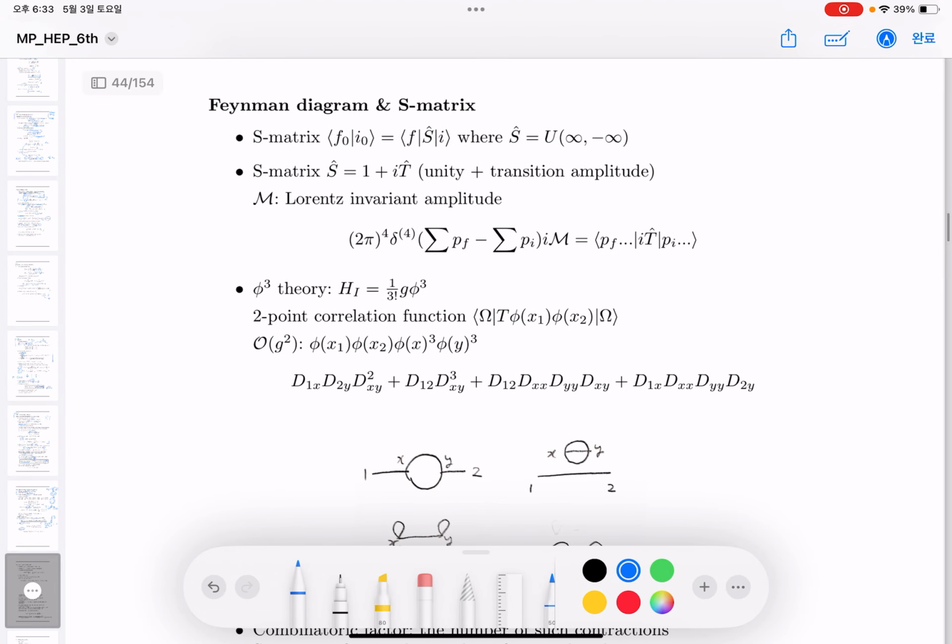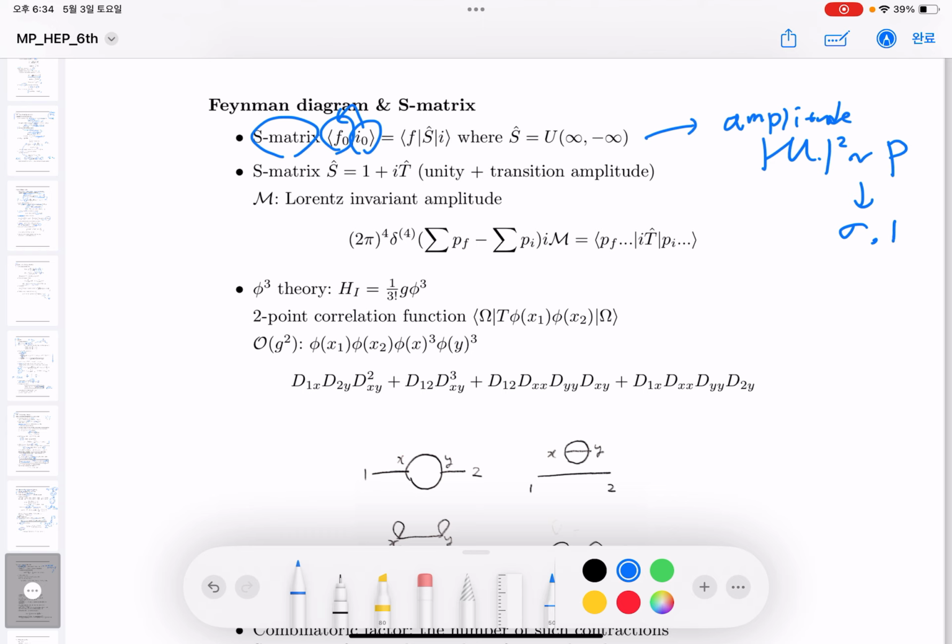So actually, what physicists want is to obtain some observable quantity. This is given by the S matrix, the amplitude from the initial state to the final state. So from the S matrix we can obtain the probability amplitude from the initial state to the final state, and if we square this, it is proportional to probability, and this gives a cross section or decay rate.